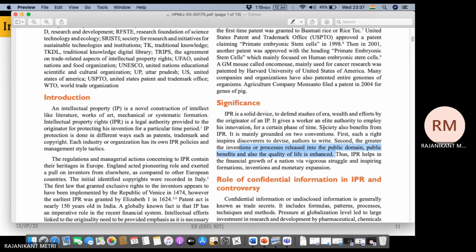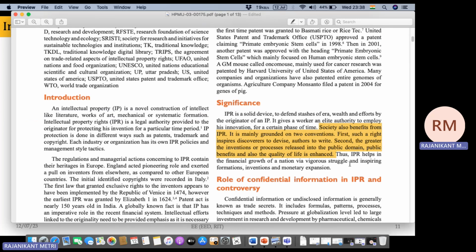So, how have IPRs helped society? One is it inspires discoverers or innovators to devise and work on innovations, or authors to write, or composers to compose new things. And second is that greater inventions or processes are released into the public domain. So once these innovations or trade are released into the society, then the public also gets benefited from those innovative products, and it will also enhance the quality of life.